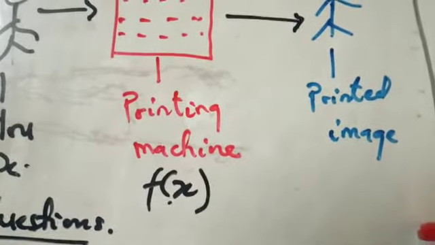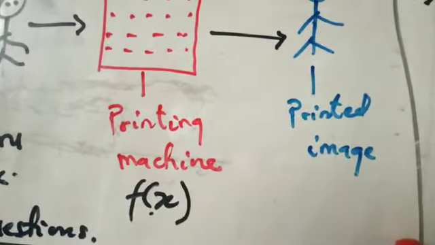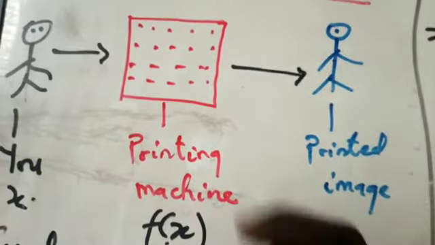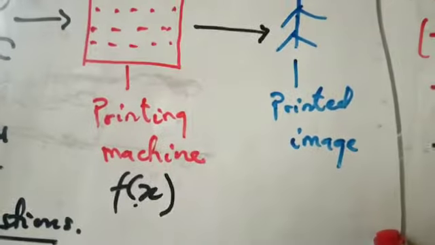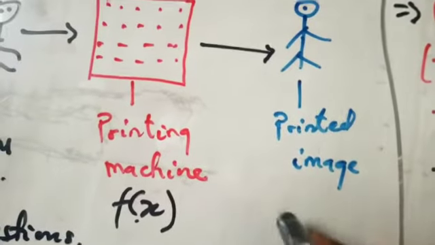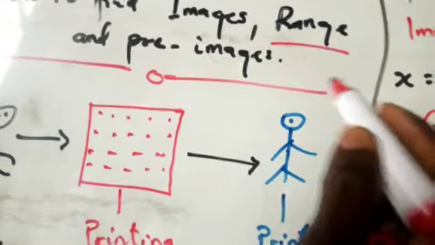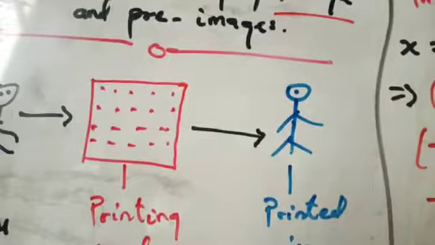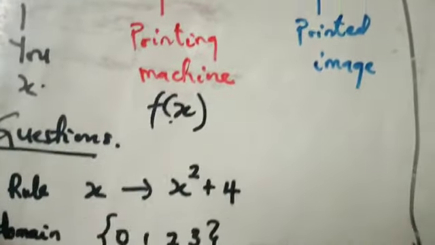Is that okay? So all the printed images that we get is what we call the range of the function. All the printed images is what we call the range. So that is the range. All the printed images, after they pass through the process, the transformation, which is the machine here. So let's check how to solve that question.